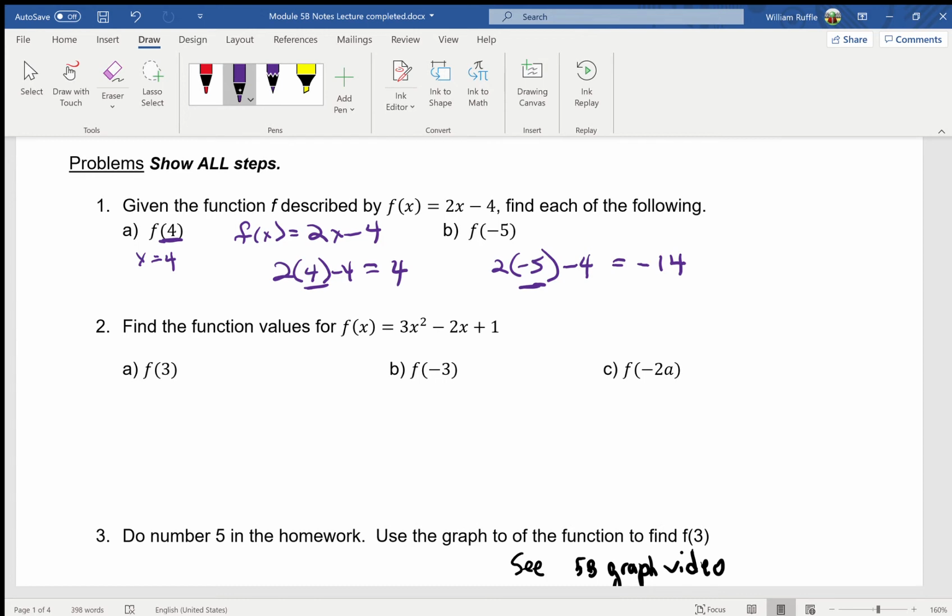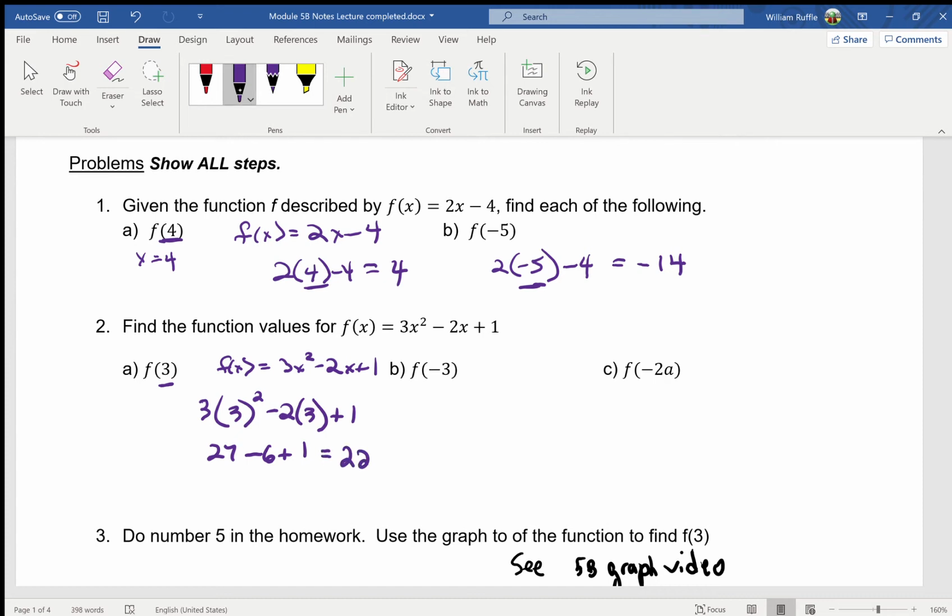So for the next question, the formula now is f of x equals 3x squared minus 2x plus 1. So let's put 3 in first. So it'll be 3 times 3 squared minus 2 times 3 plus 1. I have to do the exponent first, so that's 9 times 3, that's 27 minus 6 plus 1. 27 minus 6 is 21, and 21 plus 1 is 22.